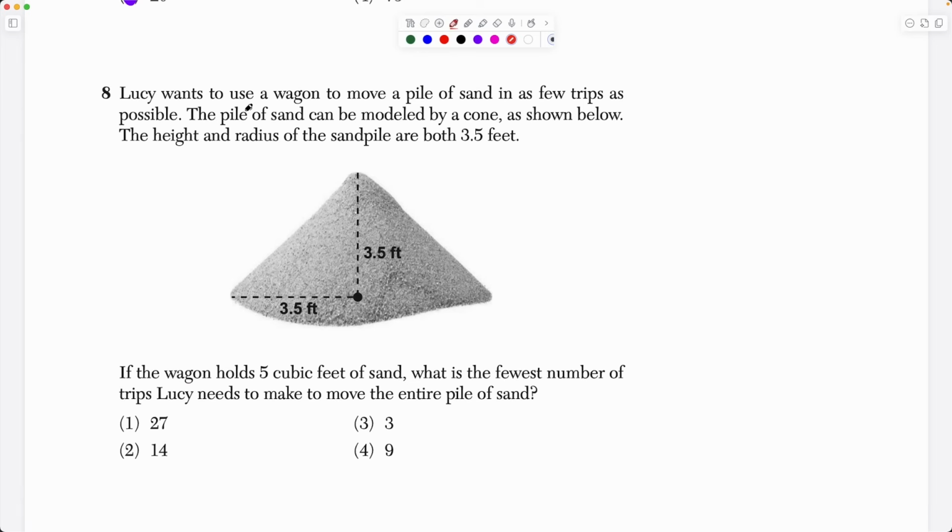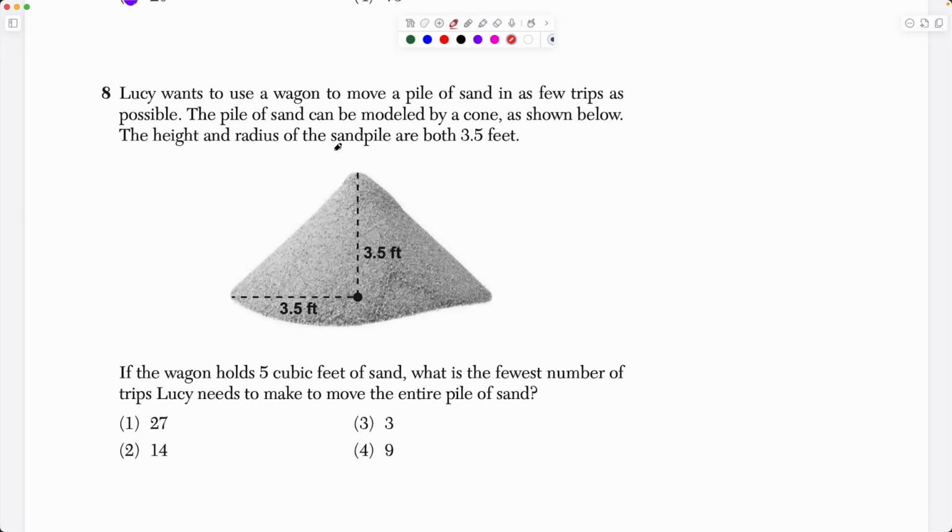Question 8. Lucy wants to use a wagon to move a pile of sand in as few trips as possible. The pile of sand can be modeled by a cone as shown below. The height and radius of the sand pile are both 3.5 feet. If the wagon holds 5 cubic feet of sand, what is the fewest number of trips Lucy needs to make to move the entire pile of sand?